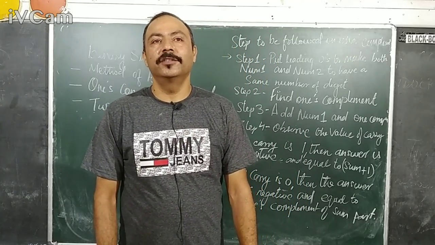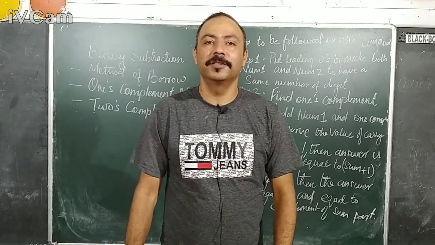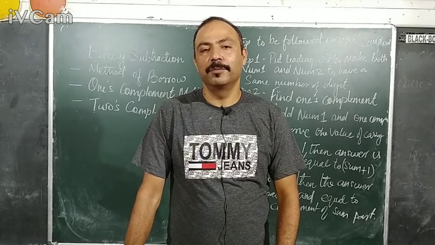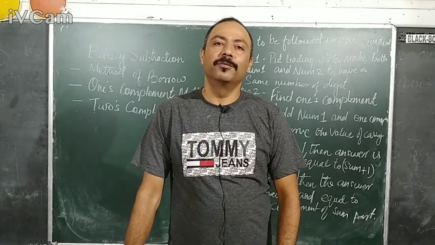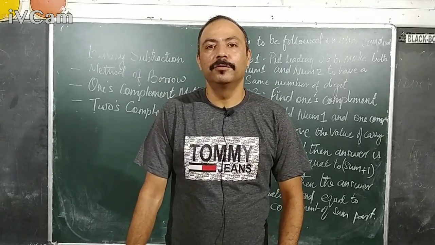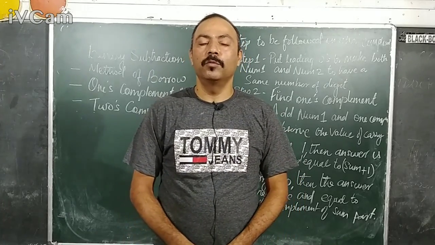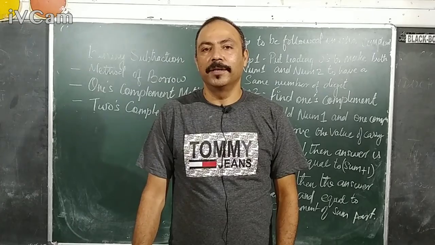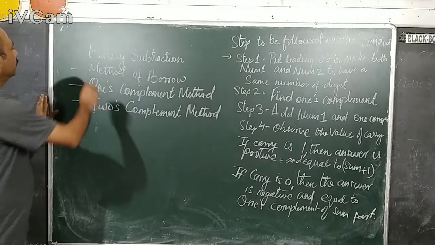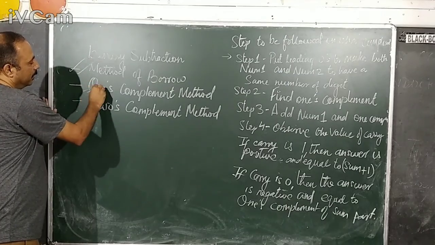So today we are here to solve binary arithmetic. In our previous class, we discussed binary addition, subtraction, multiplication, and division. We had covered addition and subtraction using the borrow method. Today we will be doing subtraction using the one's complement and two's complement method.